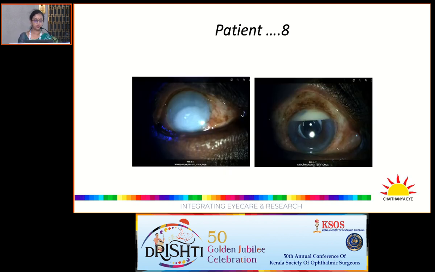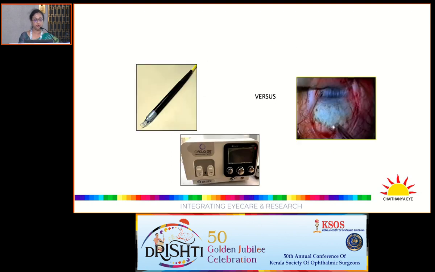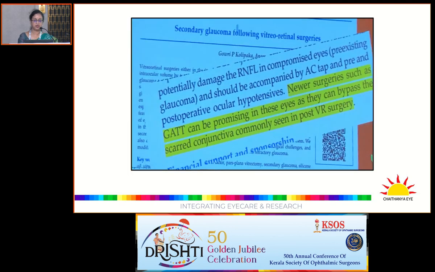This is the last patient, who is one-eyed, and it's always difficult to say. This patient underwent vitrectomy elsewhere. You can see the inverse IOP and an advanced glaucoma and a shallow RD when the patient comes to us. And what do we do? Do you go for a limited TSCPC, or do you do a surgery, or do an SOR with AC wash? It's always a dilemma to the doctor. Now, amongst the MIGS, GAT is promising because it can bypass scarred conjunctiva, which is commonly seen in post-vitreoretinal surgery.